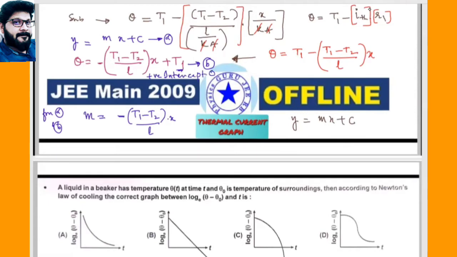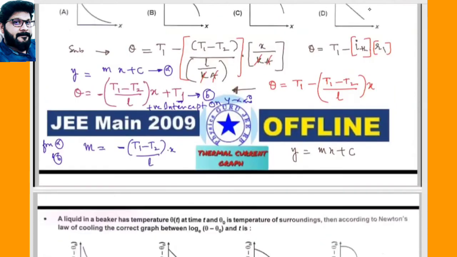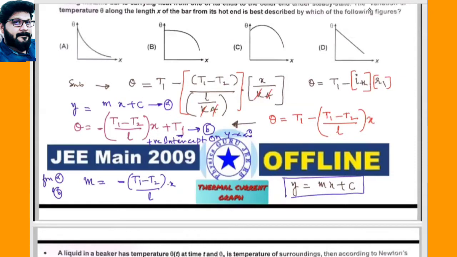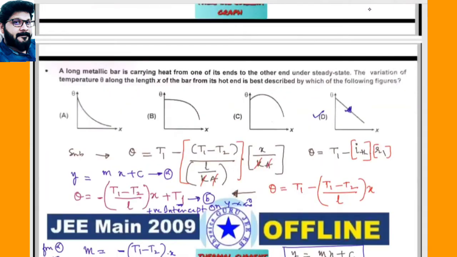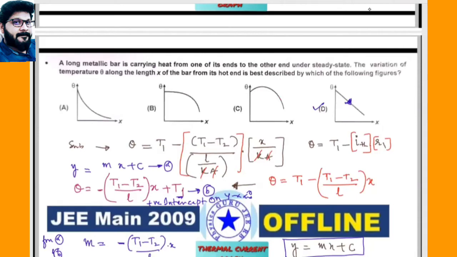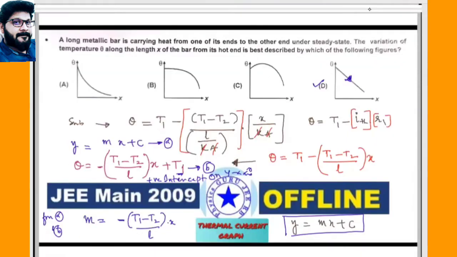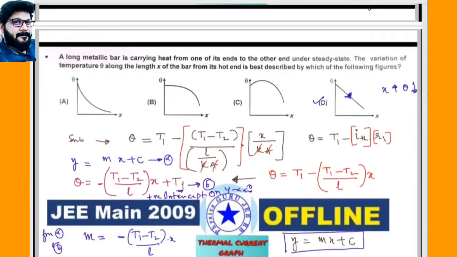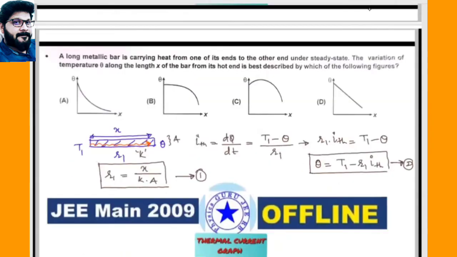Right? That means it is like y equals mx plus c. So it is clearly indicating a negative slope. So between theta and x, there is a negative slope. The only appropriate answer for this question by the equation is option D, right? Hope this is clear. Negative slope means that as x increases, theta decreases continuously. X increases, theta decreases with respect to distance. Just see once how I did this question.